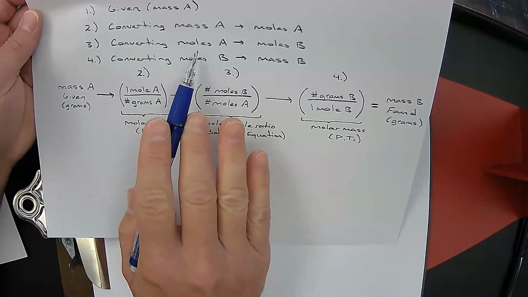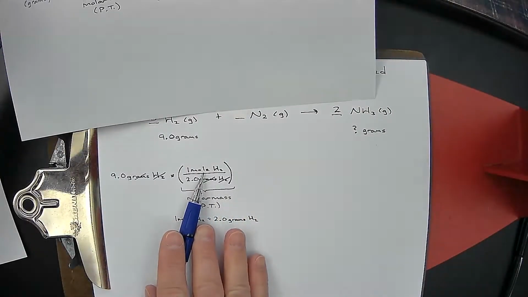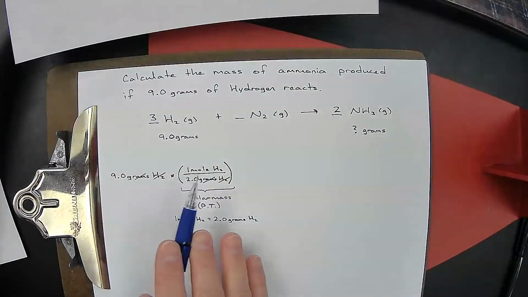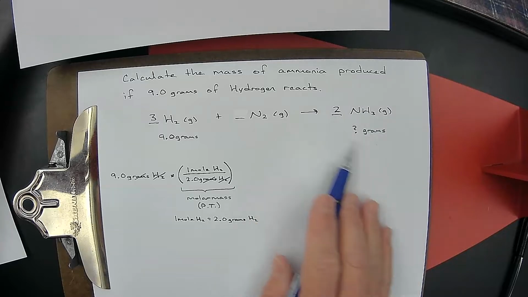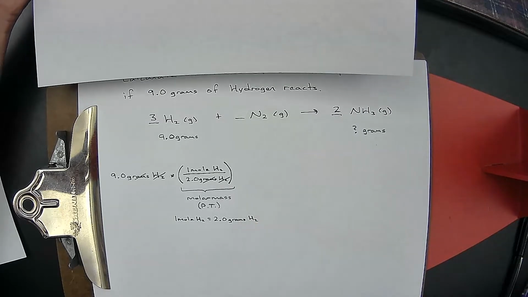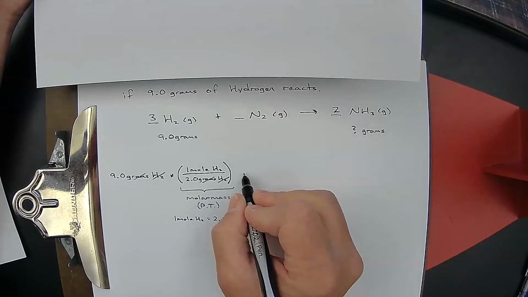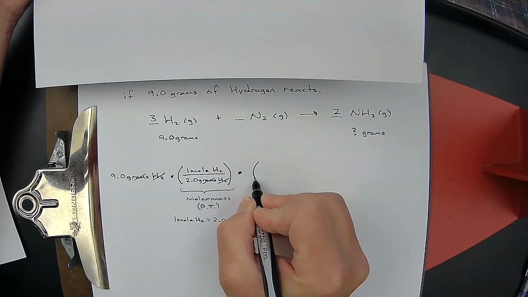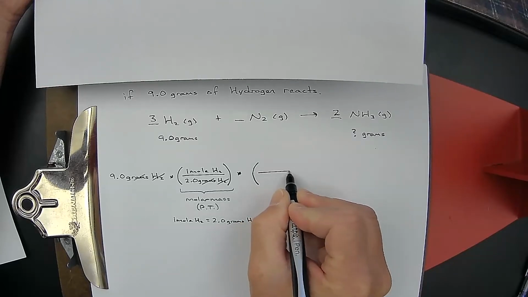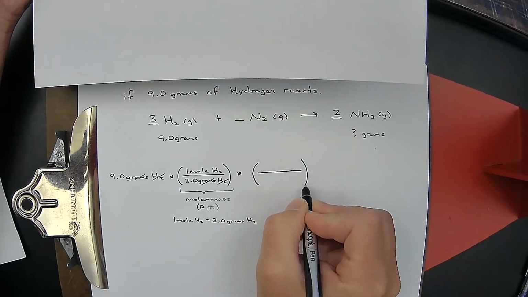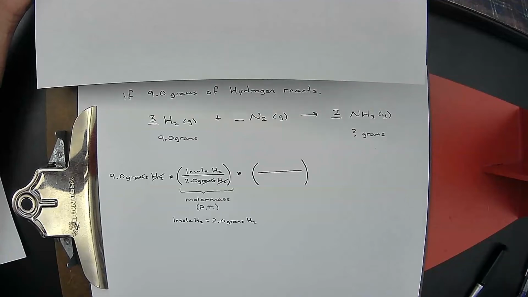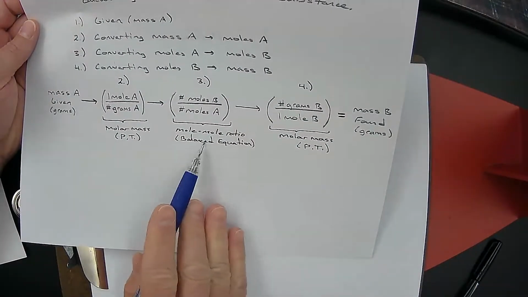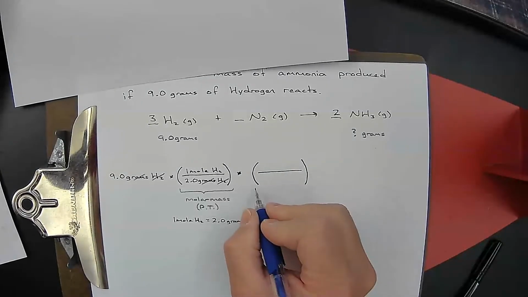On step number 3, we're going to go from the moles of A, from my moles of H2, into my moles of B. In this case, the moles of B is going to be NH3. So now I'm going to multiply by another empty fraction. We've never done this before. We've only multiplied by one empty fraction. But this time, what are we supposed to use? We're supposed to use the mole-to-mole ratio from the balanced equation.